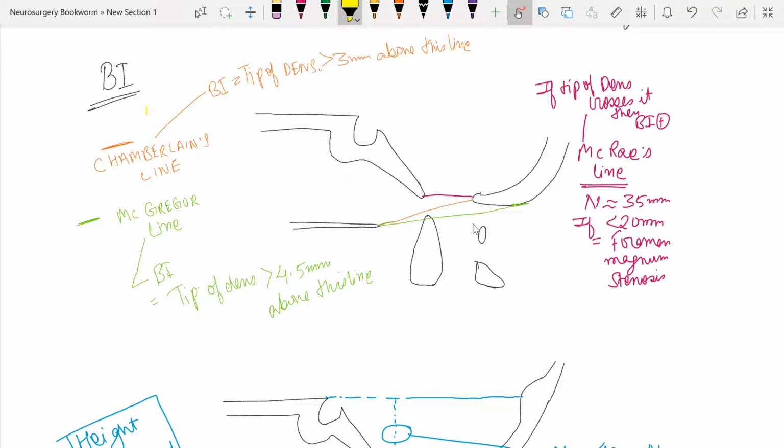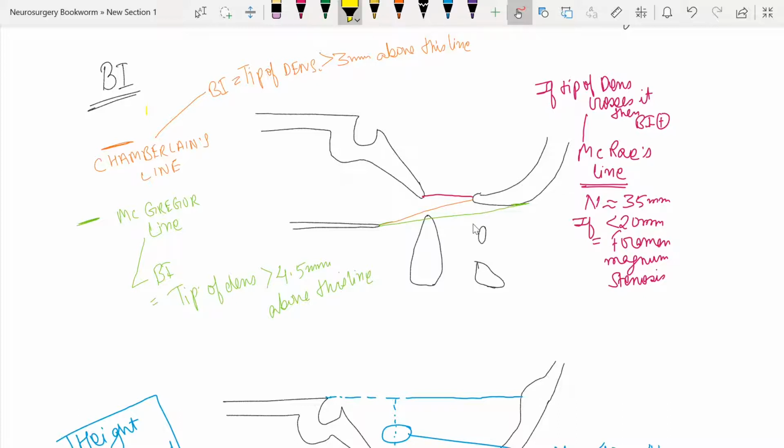Next line is McGregor line. So McGregor line is a modification of Chamberlain's line. It is generally used when in a plain radiograph we are not able to identify the opisthion. So McGregor line refers to a line connecting the posterior edge of the hard palate to the most caudal portion of the occipital curve. Now if the tip of the dens is greater than 4.5 mm above McGregor line, then basilar invagination is present.